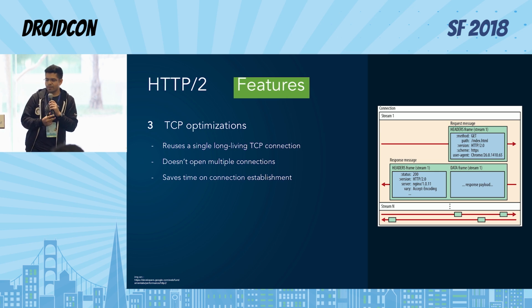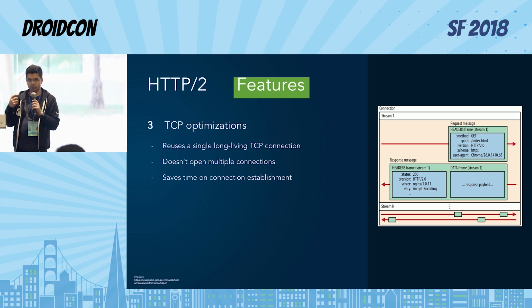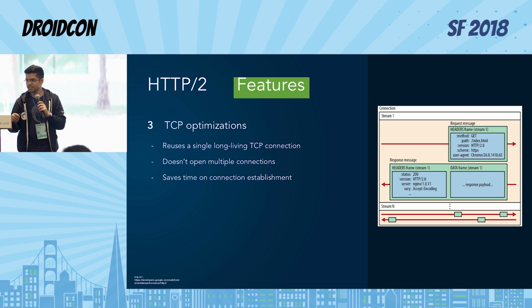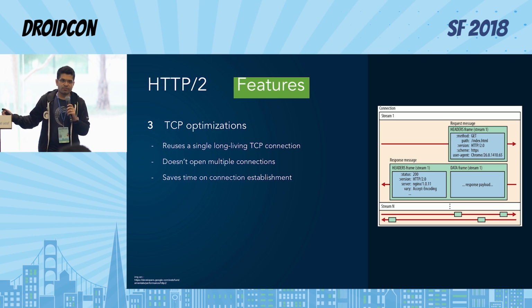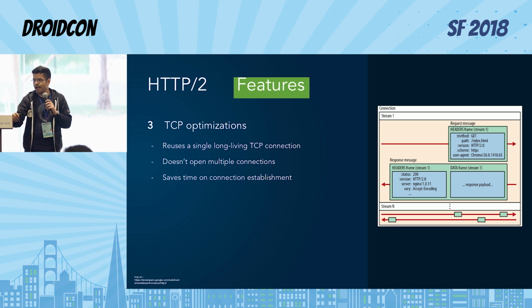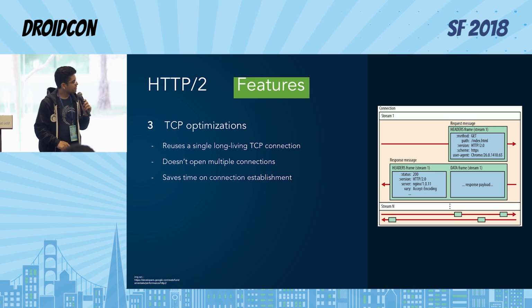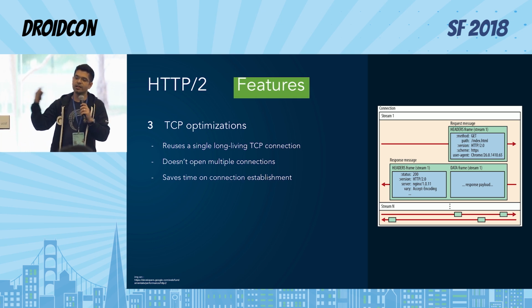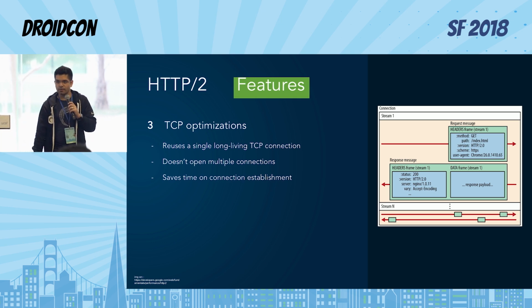The TCP optimizations that we just talked about use one single connection to do all of these requests and responses. It saves a lot of time because obviously there are no multiple connections. And if you look at the diagram, if it's visible to you, this is a stream model where there's an incoming stream and there's an outgoing stream, and the data continuously keeps flowing around.